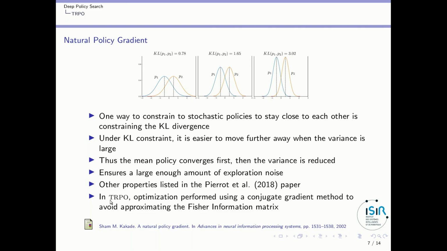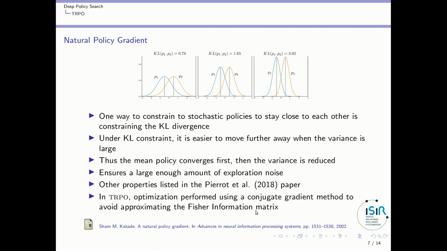So what we do in TRPO is perform the optimization subject to the KL constraint using a conjugate gradient method to avoid approximating a Fisher information matrix. The idea is that when you want to compute a natural policy gradient, this defines a Fisher information matrix, which can be very large in the case of neural networks.